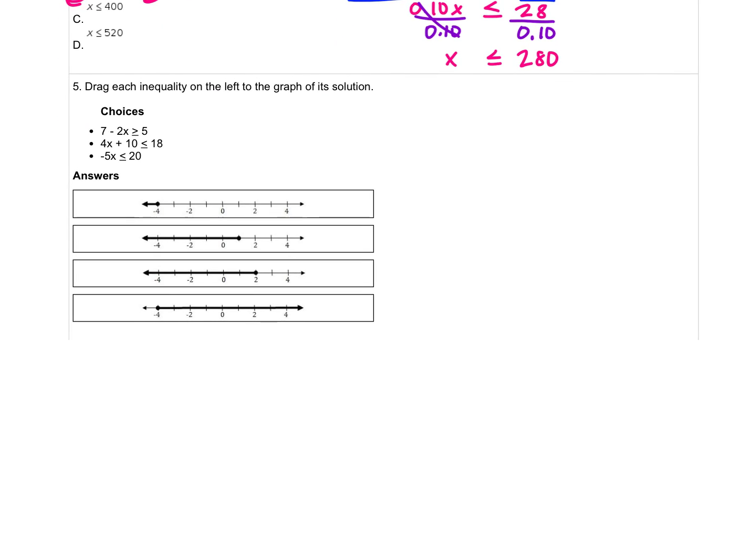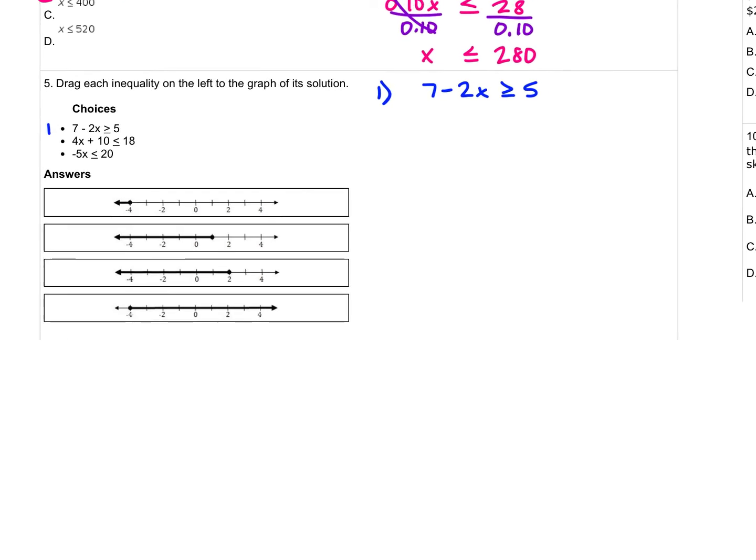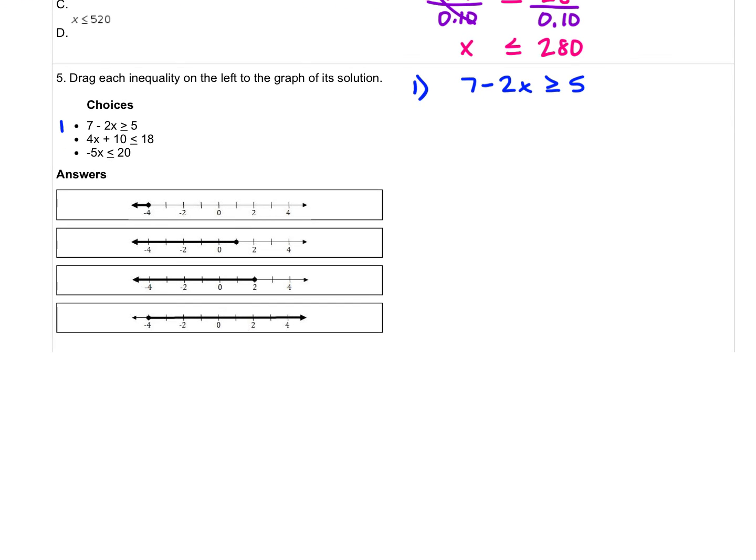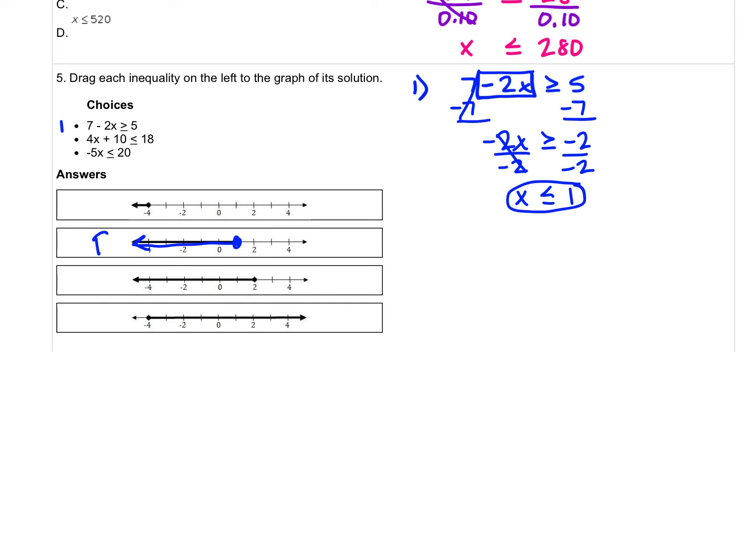Number 5, we're going to solve each of these inequalities. We'll start with this first one. We have 7 minus 2x is greater than or equal to 5. We're going to try to get this x term by itself. So we're going to subtract 7 from both sides of this inequality. And we get negative 2x is greater than or equal to negative 2. Then divide both sides by negative 2 to get x by itself. Since we divided both sides by a negative, our symbol flips and we get positive 1. So x is less than or equal to positive 1 is this second choice. We'll call it B.